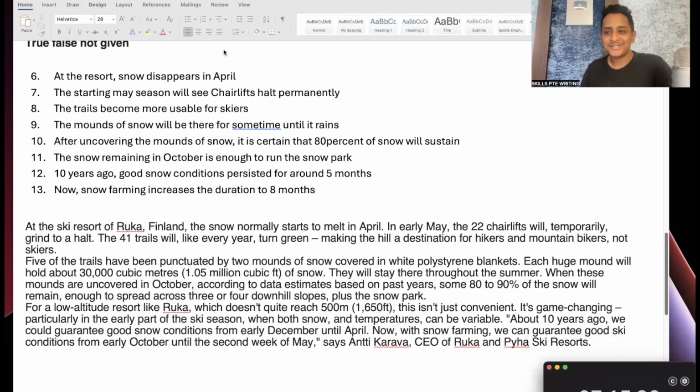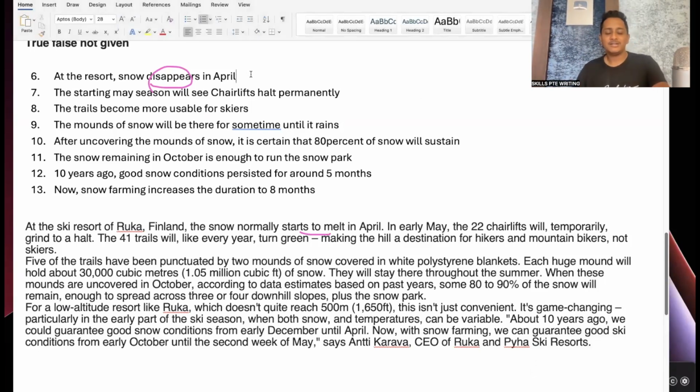What is the answer for the first one? At the resort, the snow disappears in April. Does it disappear? It doesn't disappear. It starts to disappear. Probably it will take some more time. Guys, there is a huge difference between disappears and starts to melt or starts to disappear. It is now a starting process. Shubham, correct. Pallavi, correct. So that's exactly contradicting. If it is contradicting, it cannot be false. Hope you're getting it.